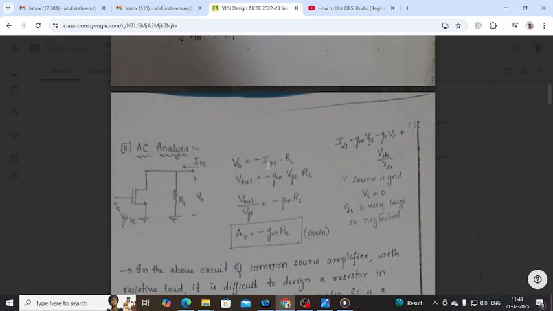So what is I? You had IDS at here. You had IDS equal to minus IDS into RL, just Ohm's law. So what is V out? It is nothing but IDS, that is GM VGS into RL. How did you get this?